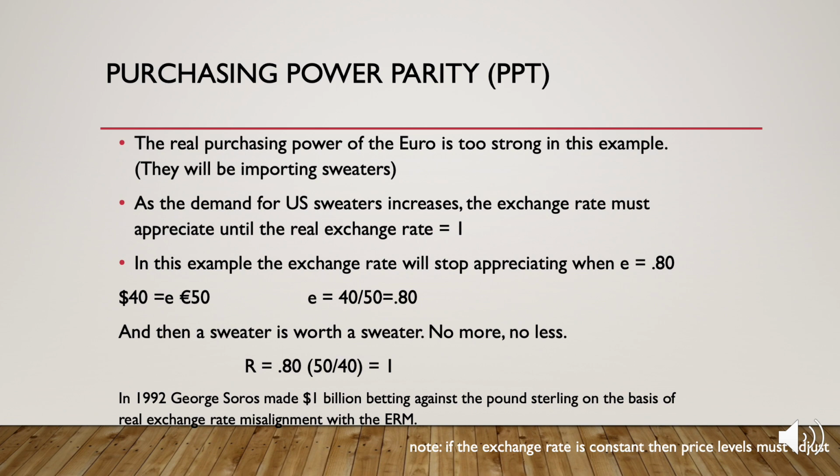Now, if we plug in a nominal exchange rate of 0.80 with our given prices of euro and American sweaters, we find that we found the proper exchange rate. It's equal to 1.